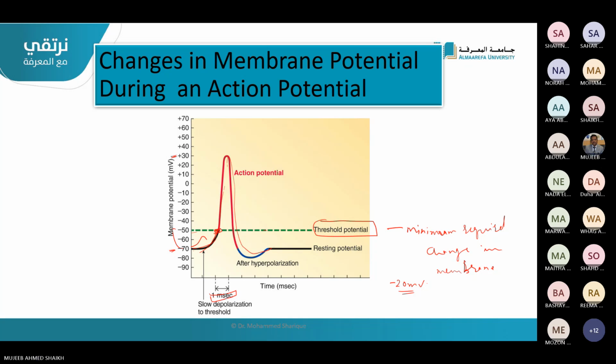Any question? Yes, Doctor. How do I know the minimum required change in action potential? You cannot know the minimum. For each cell, it will be different. So then how do I know the threshold potential? No, it will be shown to you in the graph. In the graph, the line will be shown. That is called the threshold. Anything below it, there will be no action potential. If it reaches here, then there will be an action potential like this.